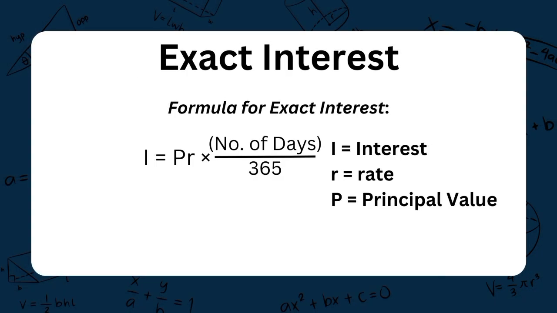Now let's proceed with the formula for exact interest. The formula for exact interest is I is equal to P times R times the number of days divided by 365. The I stands for interest, while the R stands for rate, and the P stands for principal value. Now, let's try solving problems with this new formula, shall we?